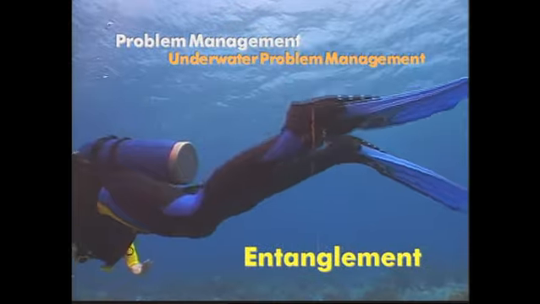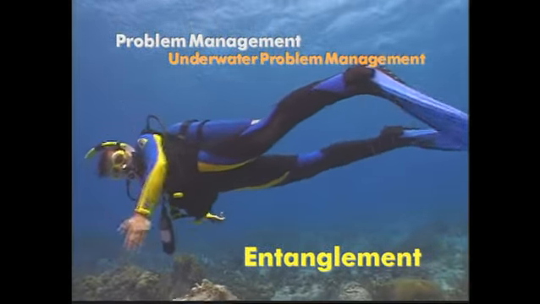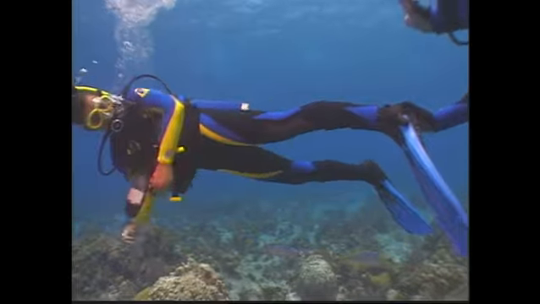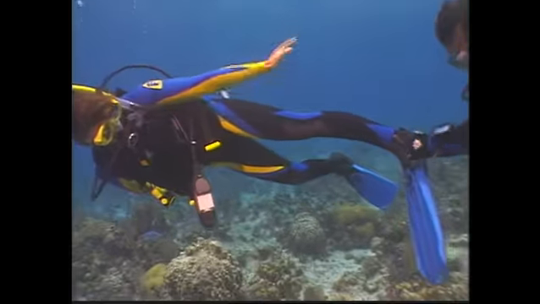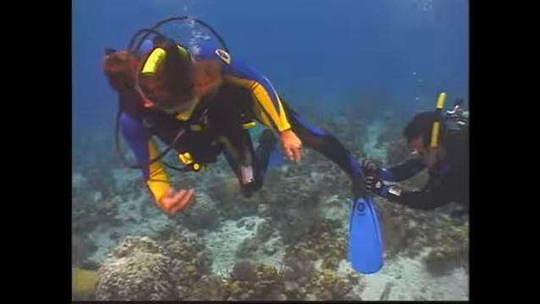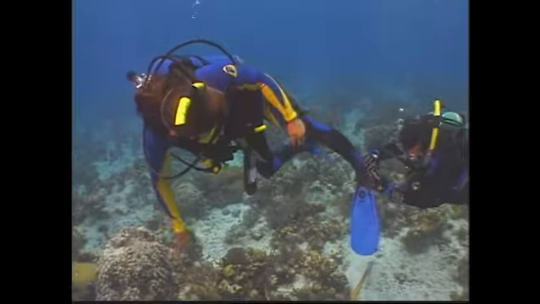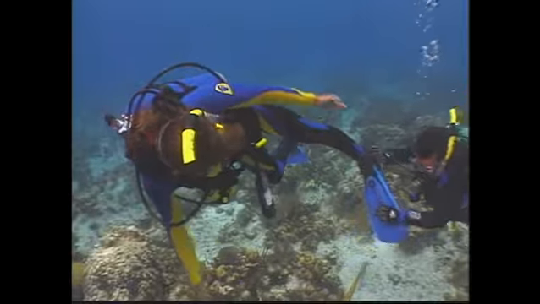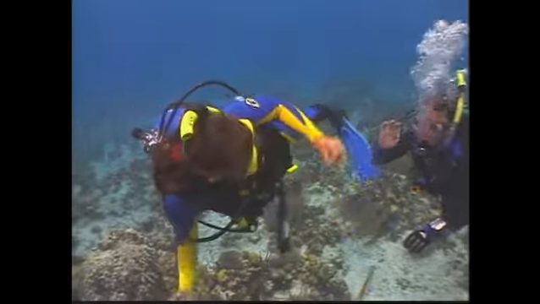Entanglement is rare, but possible in aquatic plants, fishing line, tree branches, and the like. Avoid it by watching where you go, moving slowly, and keeping your equipment secured. But if you get hung up on something, stop, think, and then free yourself calmly. Get your buddy to help.